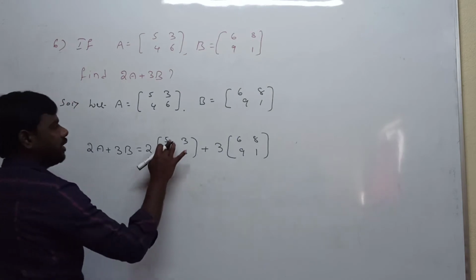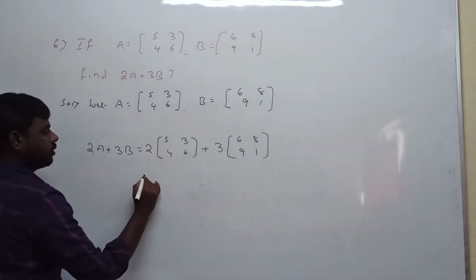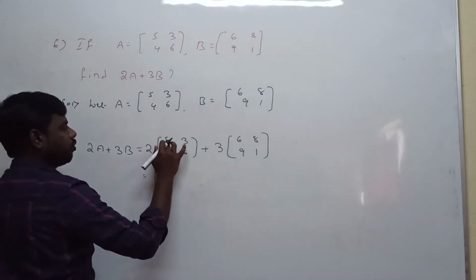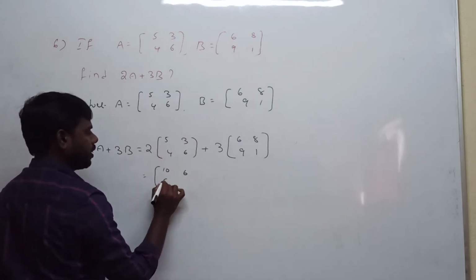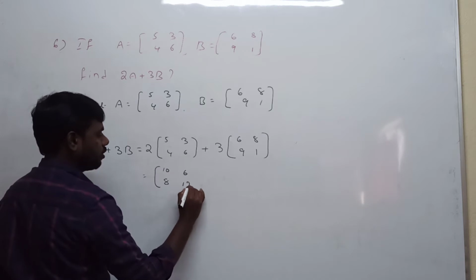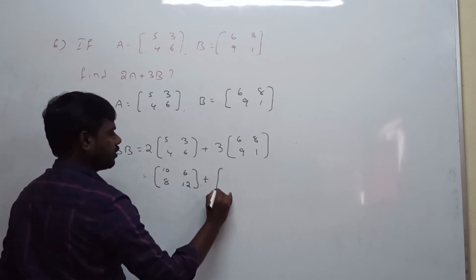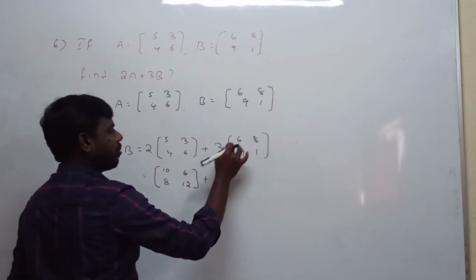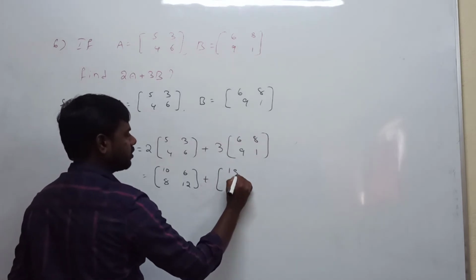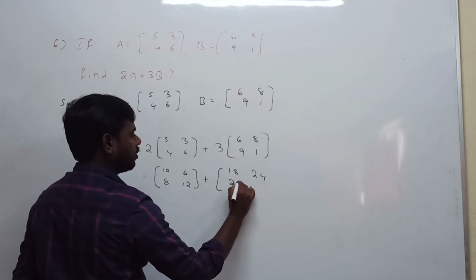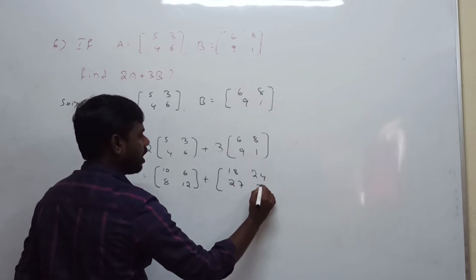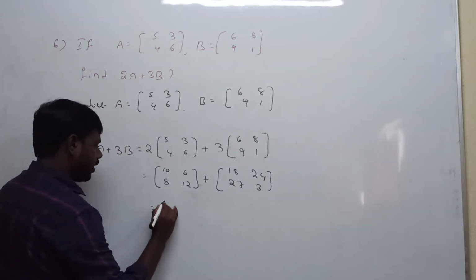Now each element multiplied by 2. That's why each element multiplied by 2. 2 5 is 10, 2 3 is 6, 2 4 is 8, 2 6 is 12. Plus each element multiplied by 3. So 3 into 6 is 18, 3 into 8 is 24, 3 into 9 is 27, 3 into 1 is 3. After that we are adding corresponding elements.